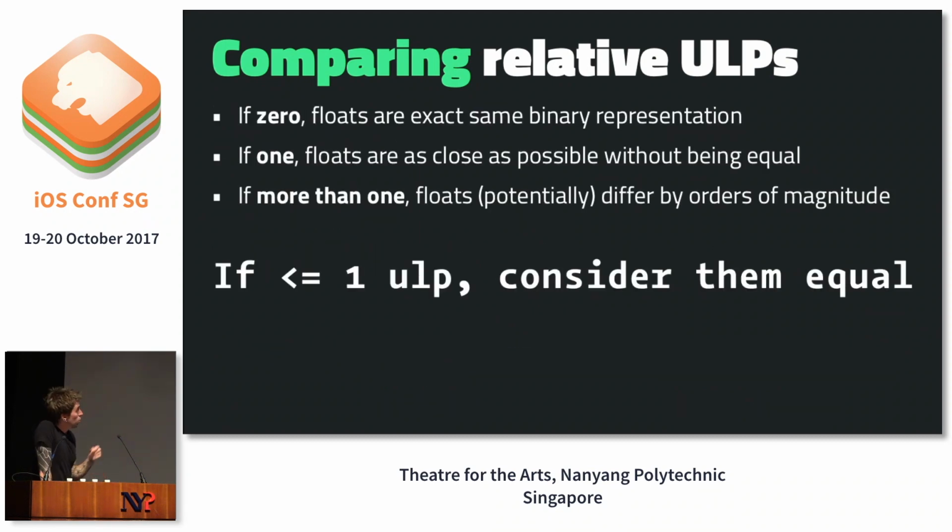When we're using comparisons like this, if that absolute value is 0, that means we have the exact same floating point representation. If the absolute value is 1, that means we're exactly 1 float away from what is possible to represent, which means they're as close as they can possibly be without being equal. So if we have less than or equal to 1 ULP, we can consider those values equal.